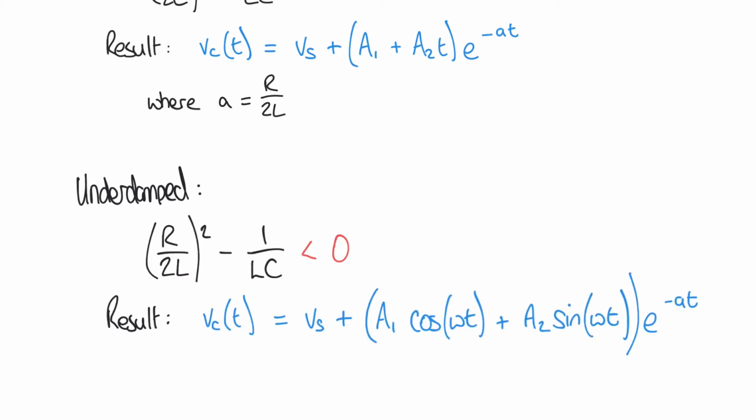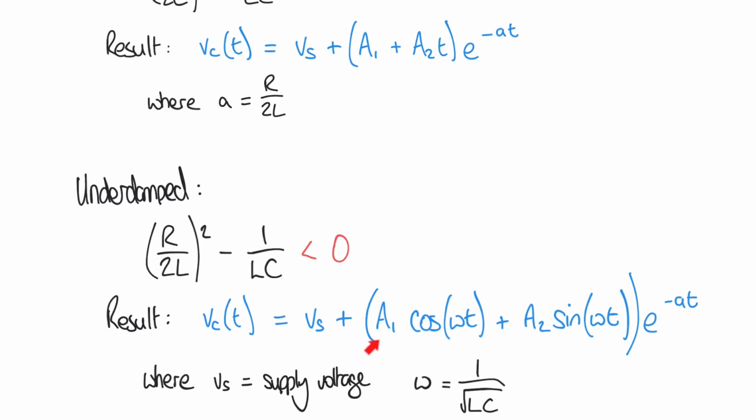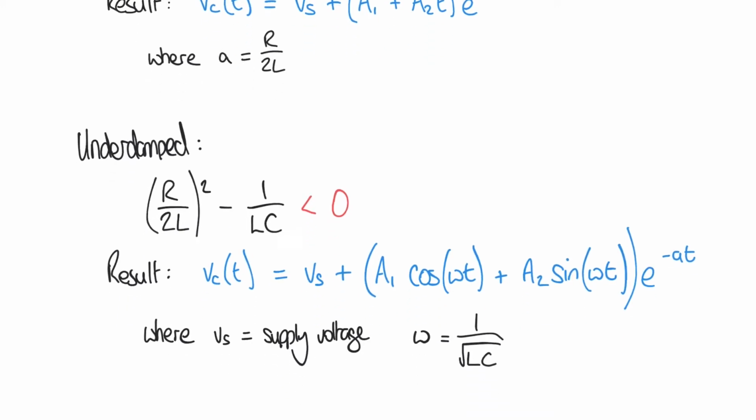Vc of t, so that's our output voltage again in the time domain, the voltage across the capacitor, is equal to Vs plus, in brackets, A1 cos omega t plus A2 sin omega t, and that's all multiplied by e to the minus at. And again, a is R over 2L. We're given that a is R over 2L. Omega, in this case, is 1 over root LC. But again, these constants A1 and A2, we're going to have to work those out for ourselves.